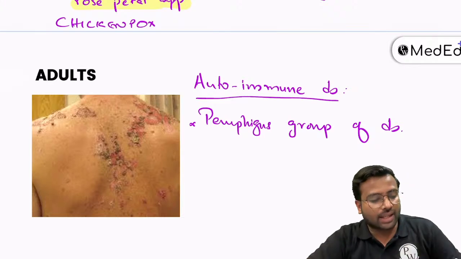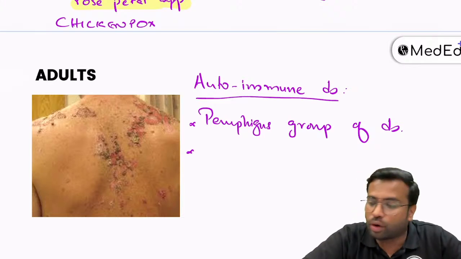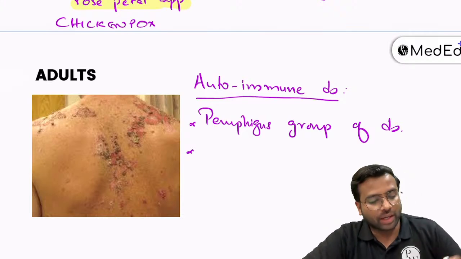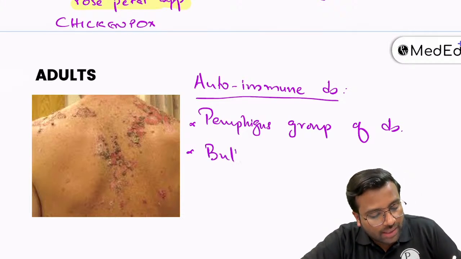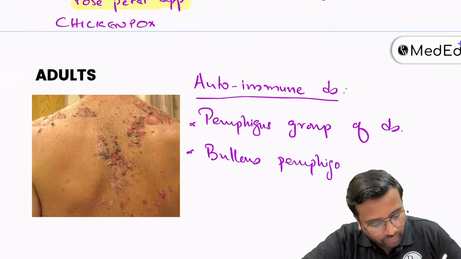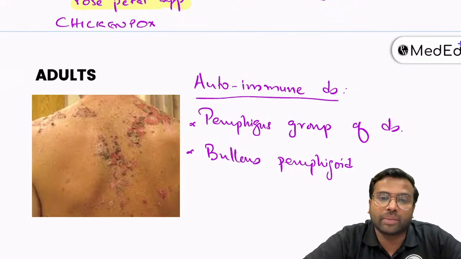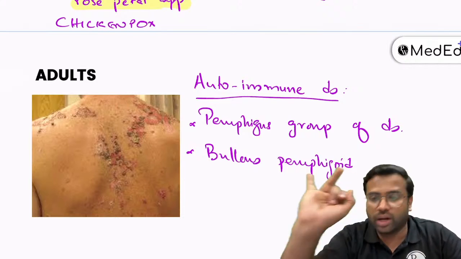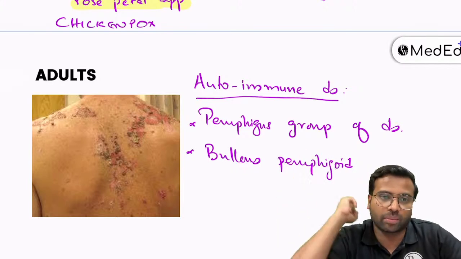So what are the other examples? Other than the pemphigus group of diseases, there can be a disease where you get a tense bulla. It's called bullous pemphigoid. So you can find them in bullous pemphigoid also. So in adults, pemphigus vulgaris and bullous pemphigoid. Keep these two things in mind.